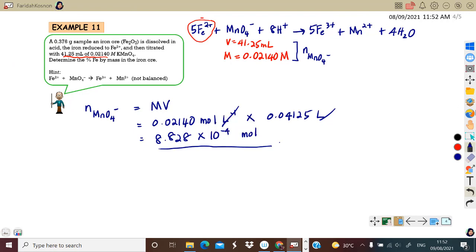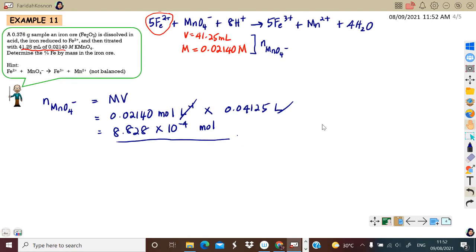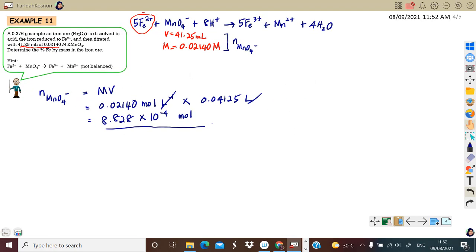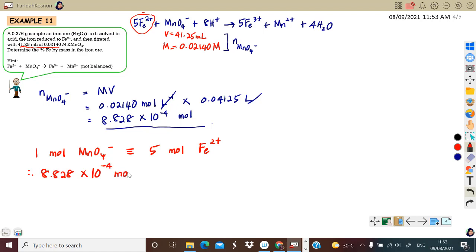Alright, so now, by using stoichiometry, kita boleh tentukan mole of iron 2+ reacted with permanganate ion. Jadi kita gunakan stoichiometry relationship from the equation. Okay, 1 mole of permanganate ion needs or react with 5 mole of iron 2+. Thus, if you have 8.828 times 10 to the power of negative 4 mole permanganate ion, so you akan dapat berapa banyak? Kena kira lah.